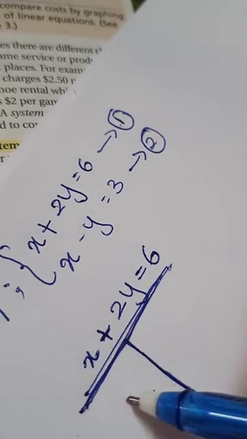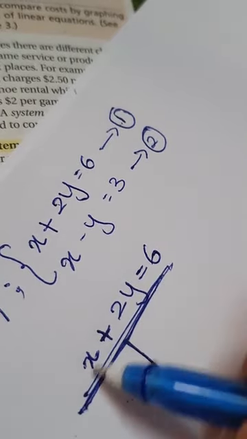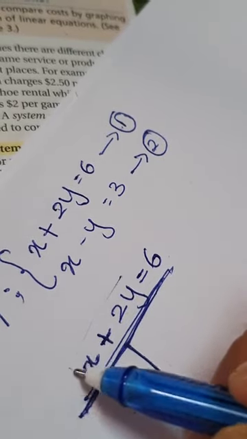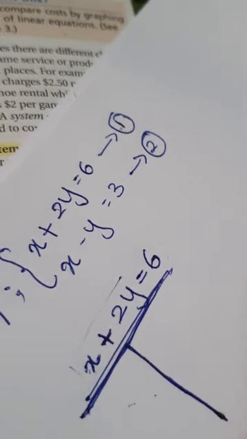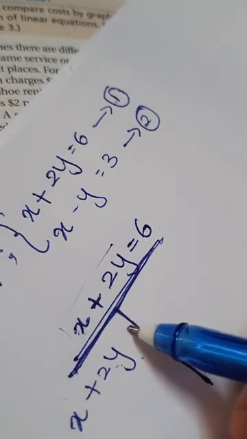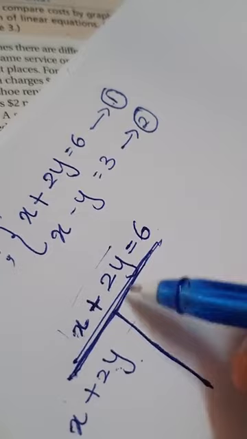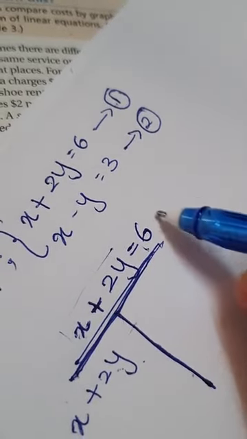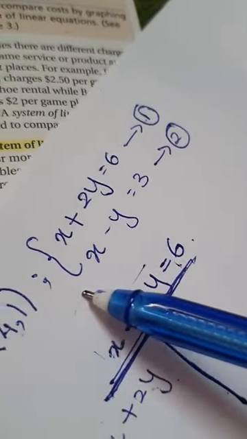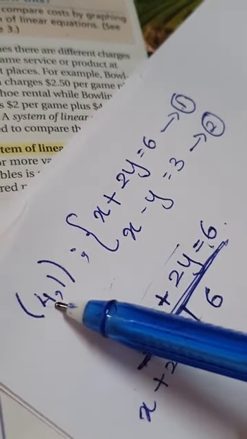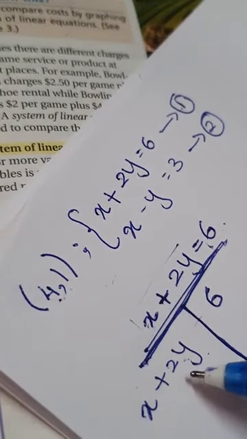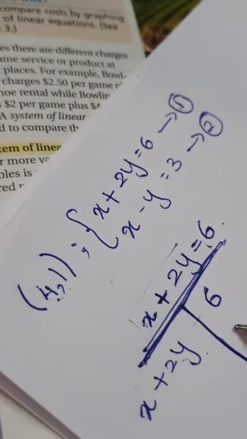Now, what am I going to write here? I'm going to separate this equation into two parts. This is going to be one part of the equation. So I'm going to write here x plus 2y. I'm not going to put the equal sign, because that's why we drew the line. And on the other side we have 6, which means when we replace the x and the y with these values and solve this side of the equation, we need to get 6.